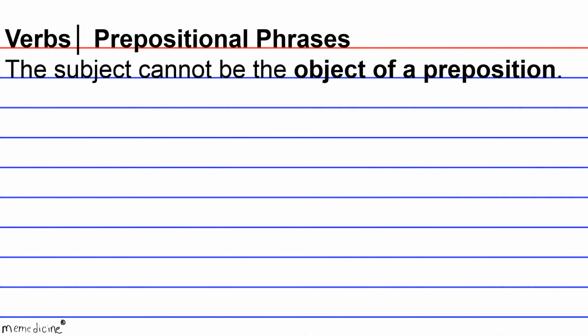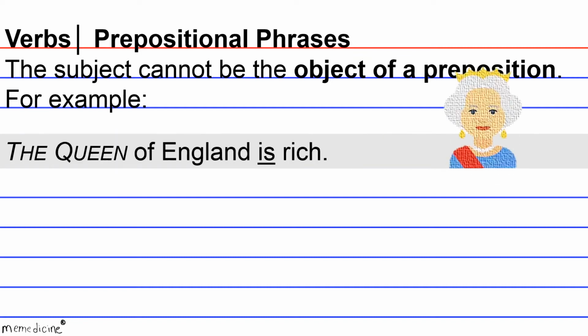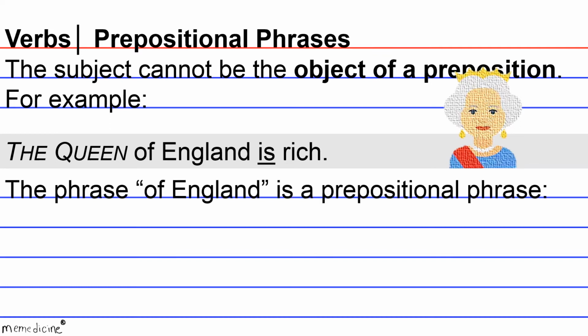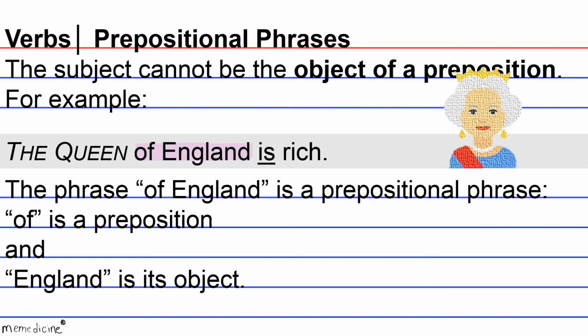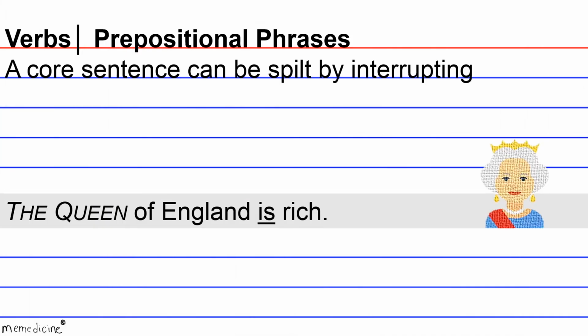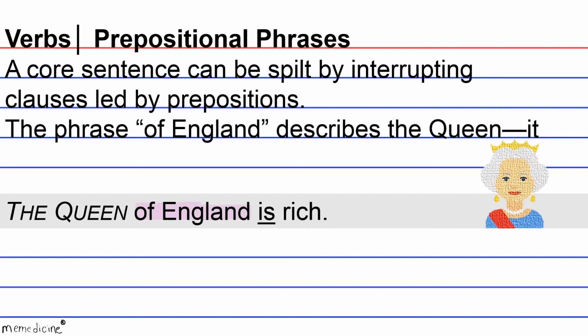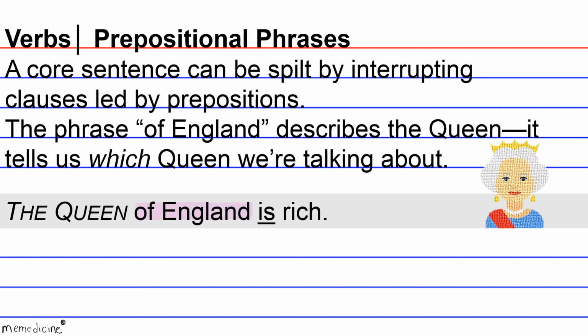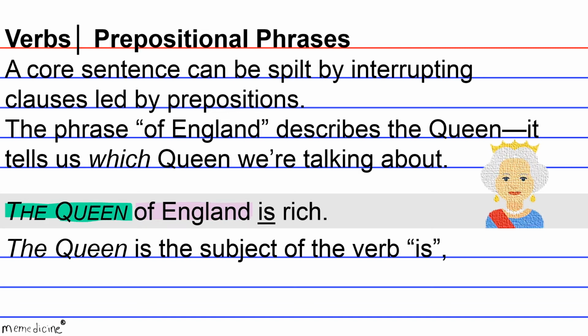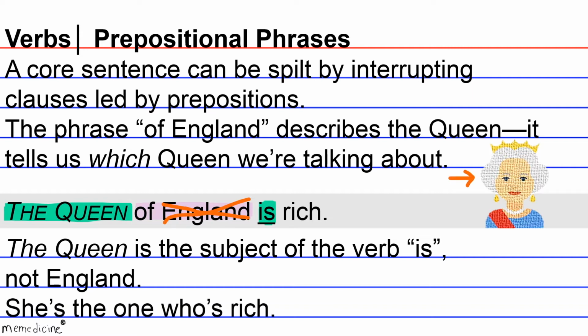The subject cannot be the object of a preposition. For example, the Queen of England is rich. The phrase "of England" is a prepositional phrase. Of is a preposition, and England is its object. A core sentence can be split by interrupting clauses led by prepositions. The phrase "of England" describes the queen. It tells us which queen we're talking about. The queen is the subject of the verb is, not England. She's the one who's rich.